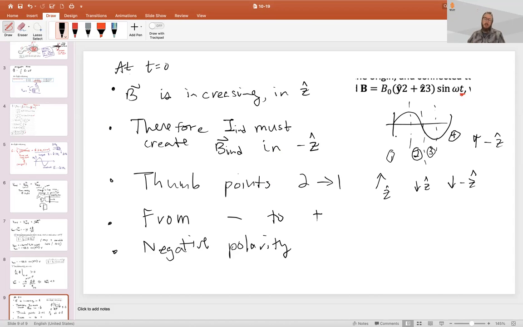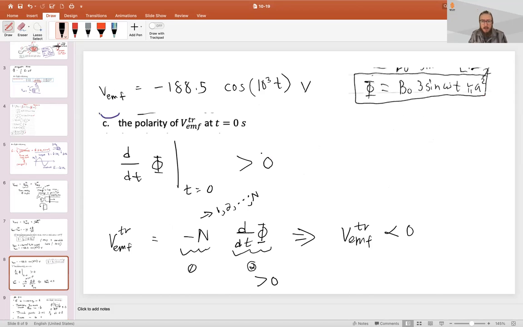And so each one of these regions is different, and this induced current must always oppose the change. So the change is always opposed. That's why mathematically we look at this, right? This is the derivative of the flux. This describes the change, and the transformer voltage always opposes this.